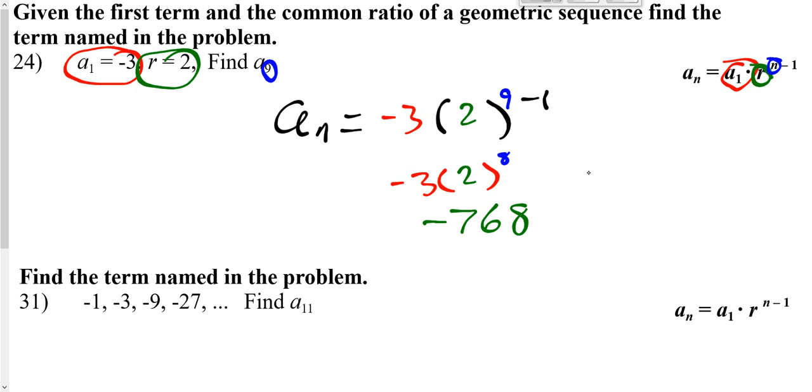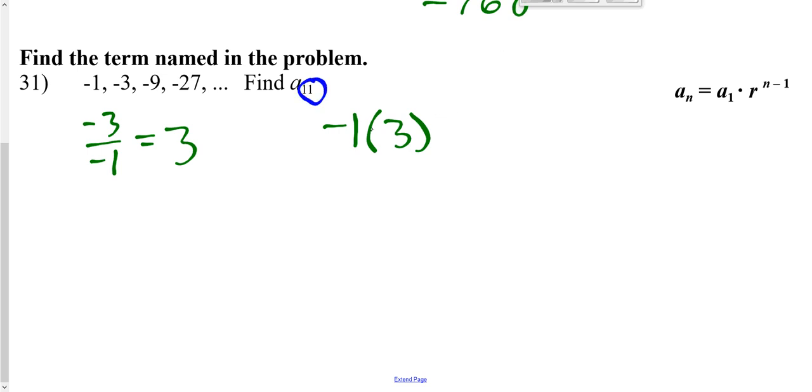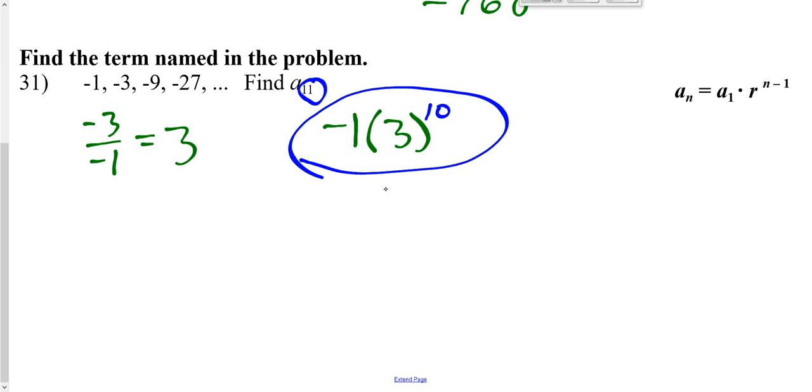We want to go ahead and do the same thing for problem number 31 here. But for 31, you're not given r. Well, we figured out r before. Remember, you can go one term divided by the previous term, and that is 3. So now it's just like your last term. We can plug in our first term, which is negative 1, plug in our r that we just figured out of 3, and we are trying to figure out what it is for our 11th term. Plug in 11 minus 1. For your exponent, you might want to just simplify that. 11 minus 1 is 10. Now, just type all this into your calculator just as you see it, and you get negative 59,049.